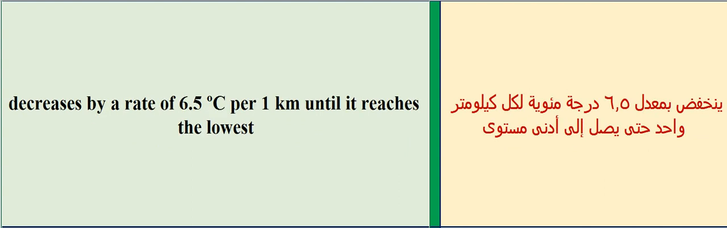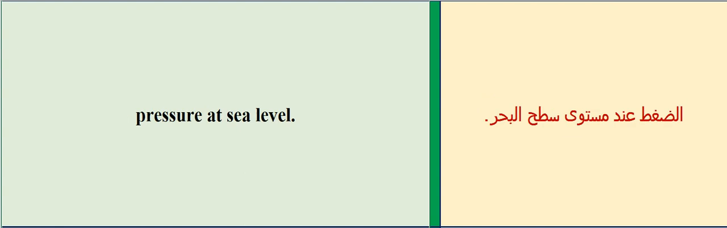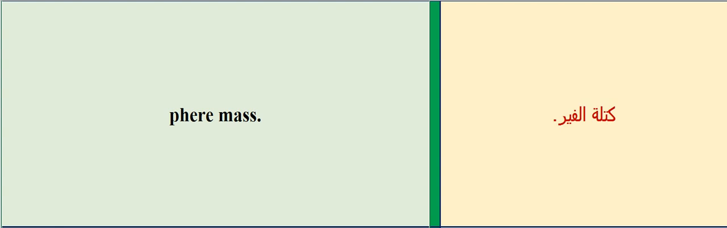Temperature decreases by a rate of 6.5 degrees C per 1 kilometer until it reaches the lowest value of about -60 degrees C at the tropopause. Pressure at sea level. For a mass. Temperature goes down.